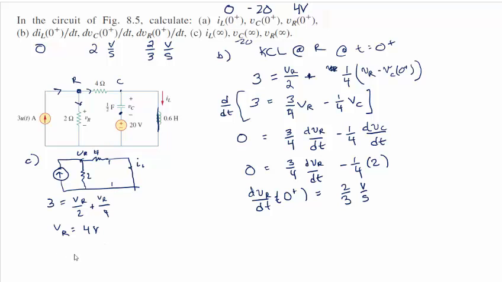And then we need I in the inductor. Well, we have 4 volts divided by 4 ohms right here for the current in that leg, which is 1 amp.